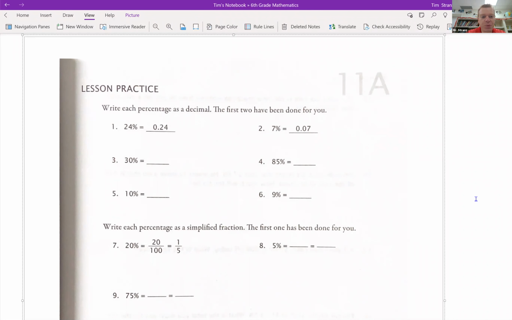Okay, so let's look at these. Write each percent as a decimal. The first two have been done for us. So let's go to number 3.